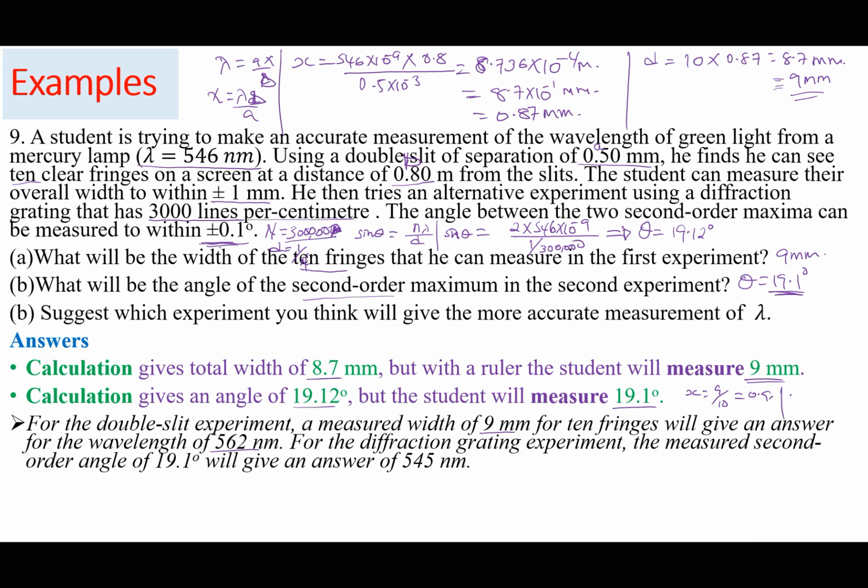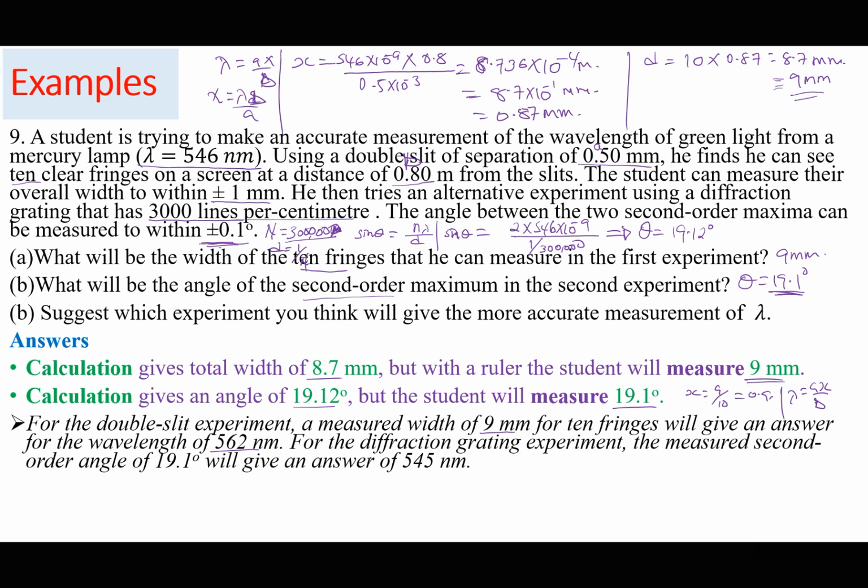Then using wavelength equals a x divided by d, a is 0.5 times 10 to the power of minus 3, x is 0.9 times 10 to the power of minus 3, and d is 0.8. So this is giving us 562, approximately 563 nanometers.